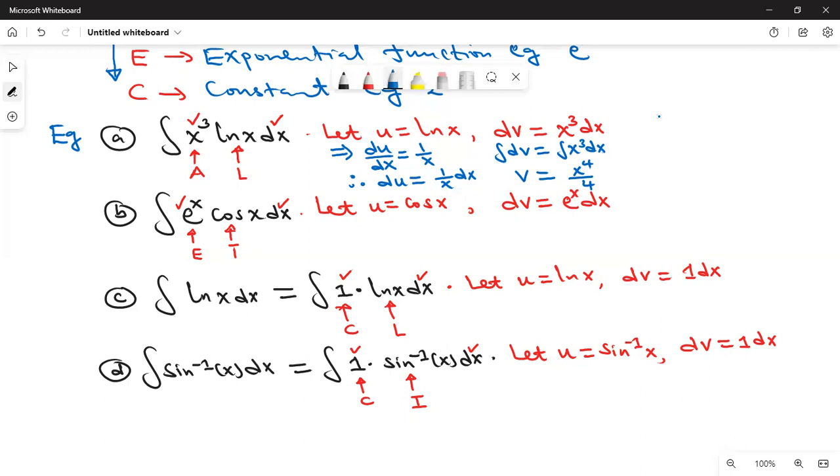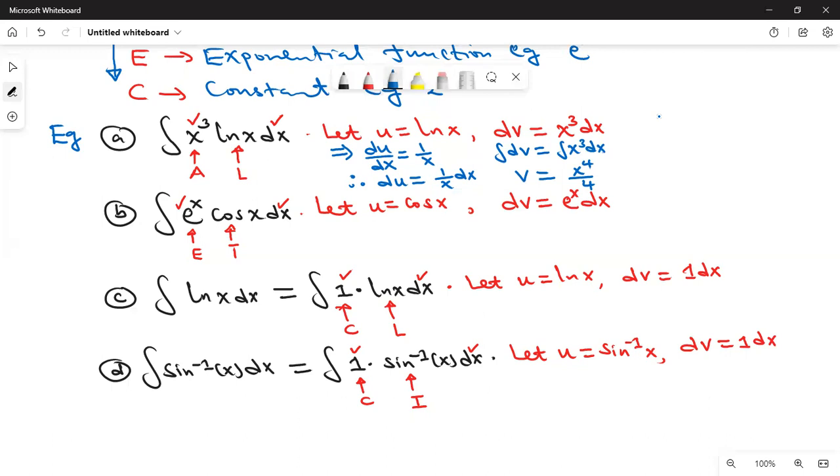That's very important. Now, once you've done that, you are now going to substitute u, du, v, and dv into the parts formula. Substitute those results that you have found into the parts formula, and then simplify to get your answer.